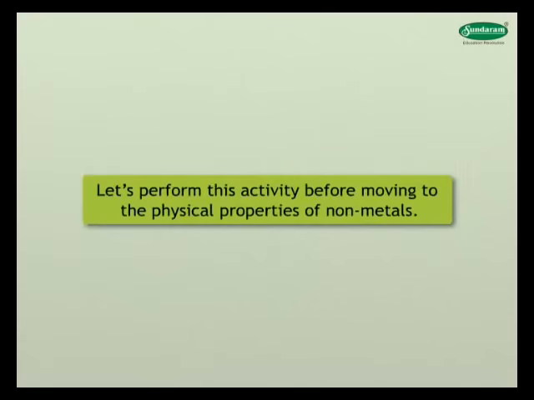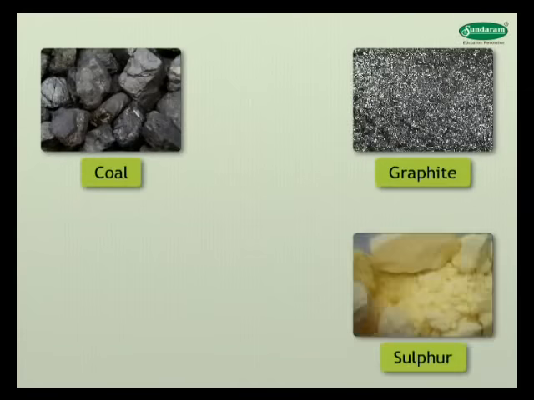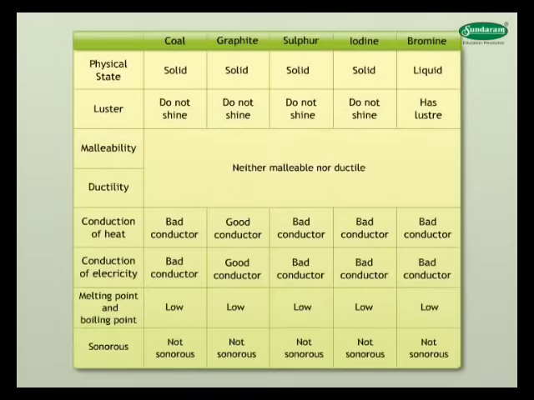Let us perform this activity before moving to the physical properties of non-metals. Take the samples of coal, graphite, sulfur, iodine and bromine. We will note the physical properties like physical state, luster, malleability, ductility, conduction of heat, conduction of electricity, melting point and boiling point, sonorous of these non-metals.